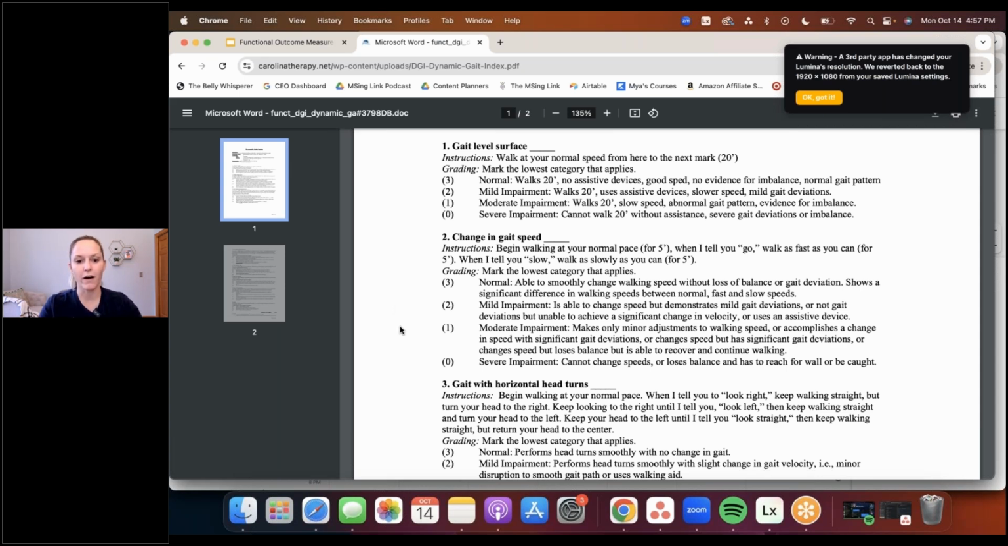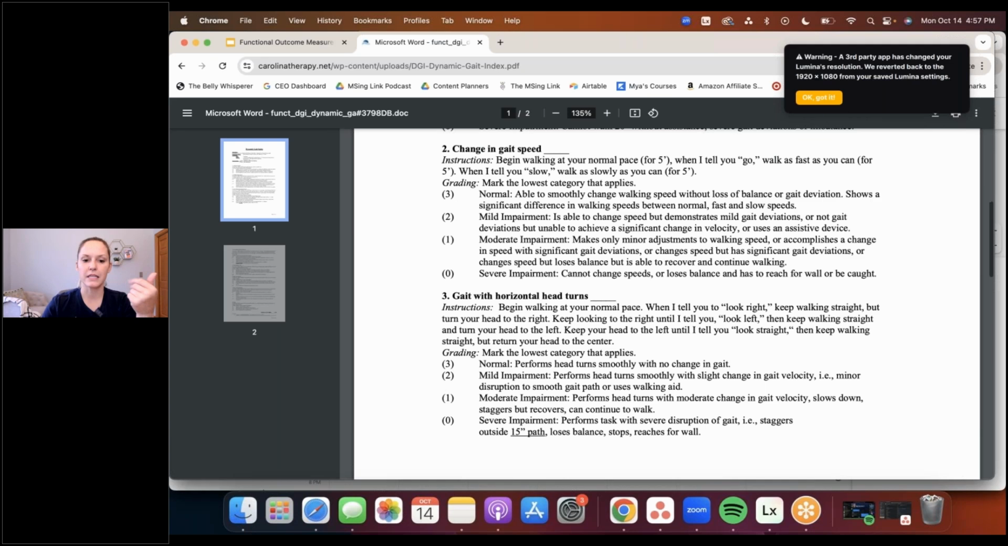So similar to before, grade 0 means you can't change speeds or you lost your balance. Grade 1, you only had to make minor adjustments to your walking speed. Mild impairment for grade 2, you're able to change speeds, but there were mild gait deviations. Grade 3 is normal. You were able to smoothly change walking speeds without loss of balance or gait deviation.